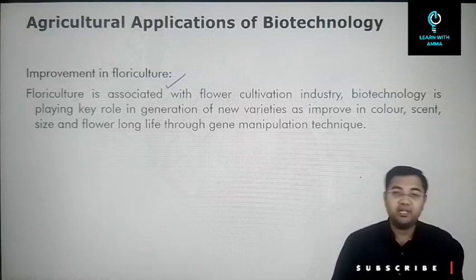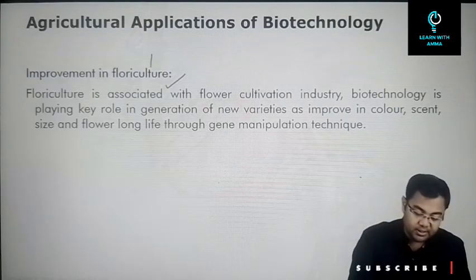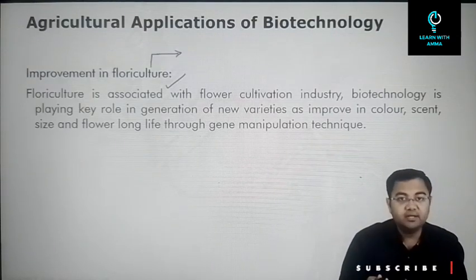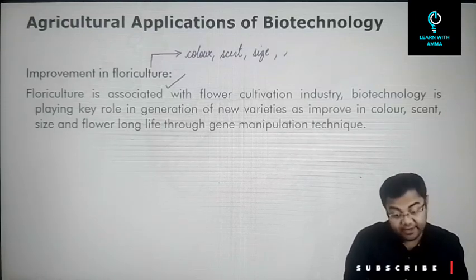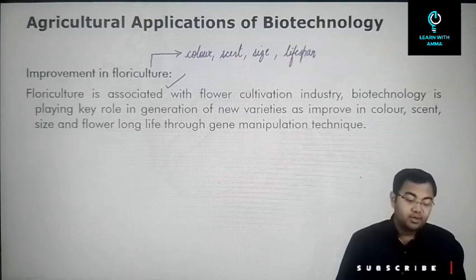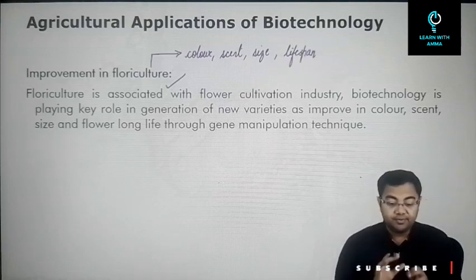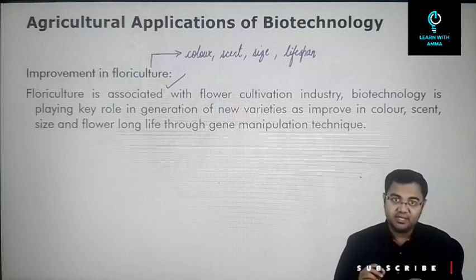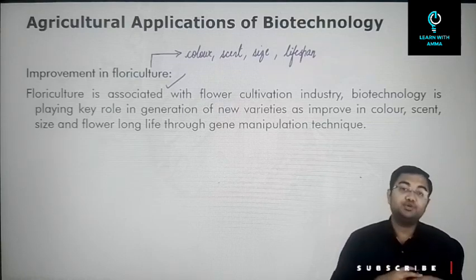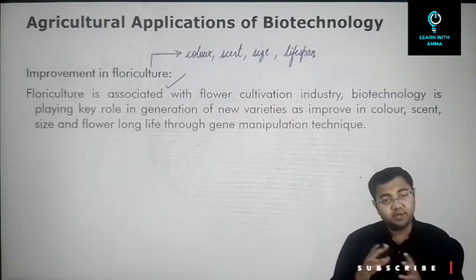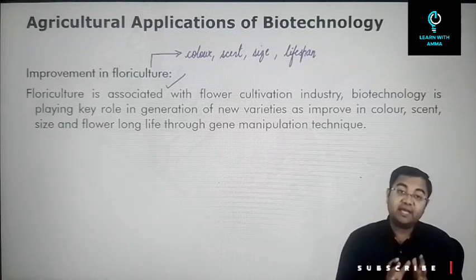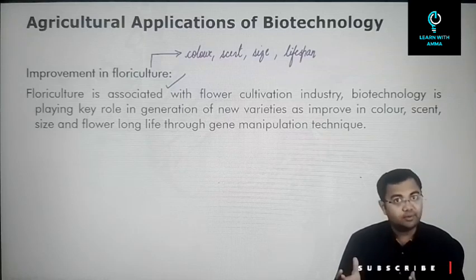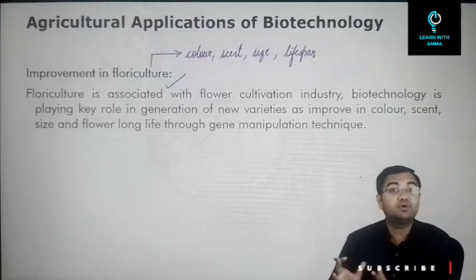Then improvement in floriculture. Now what do you need out of floriculture? What do you need out of flowers? You need them to have good colors, correct? Then their scent matters, their size would matter, their lifespan would matter, correct? So through the use of biotechnology, we want to enhance these properties, that they should be colorful, they should show different kinds of colors which may be attractive, they should have a good scent. At the same time, they can have a good size which also again can look very beautiful, and they should have a good lifespan.